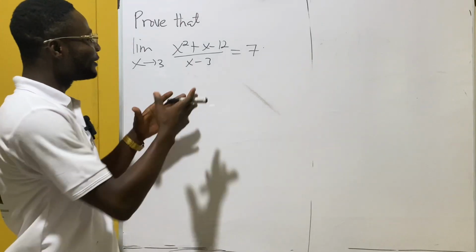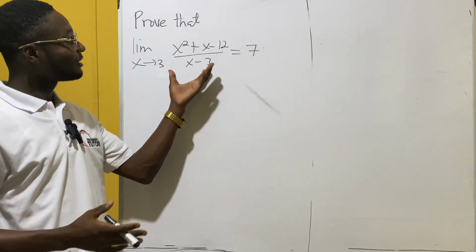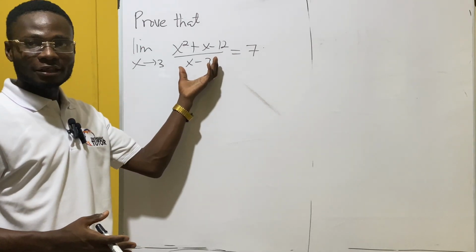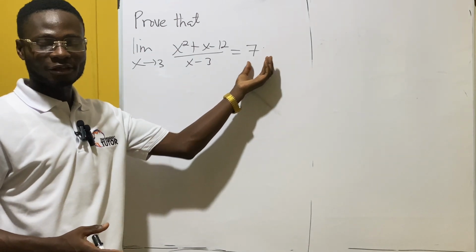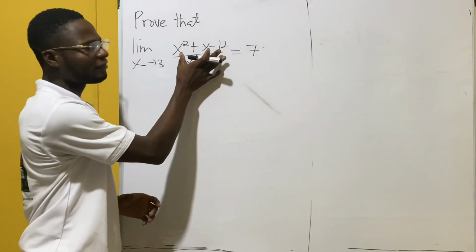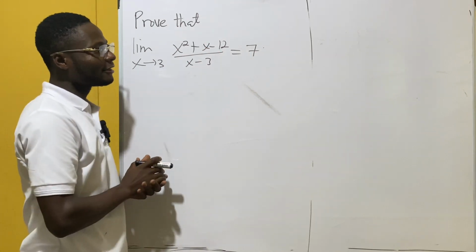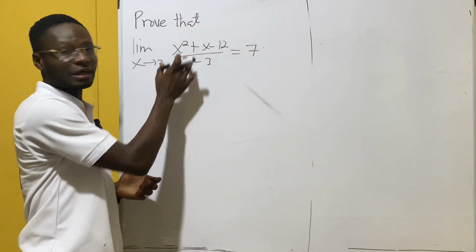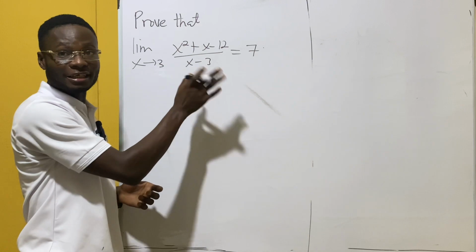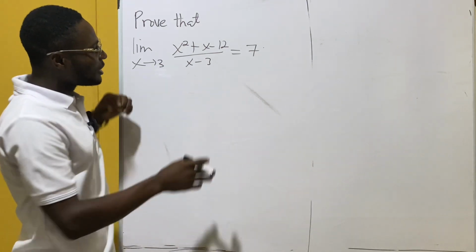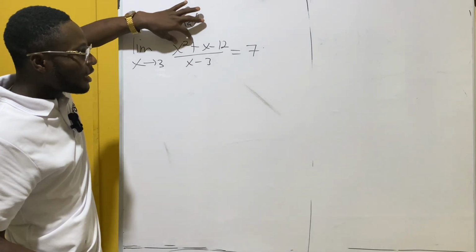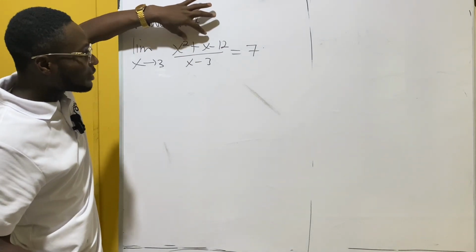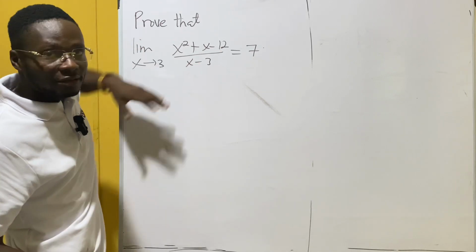So today we want to look at how we can prove that this particular limit, this function, is equal to 7. This we have right here is a quadratic expression divided by a linear expression. I think we can factorize this to have something cancel out.